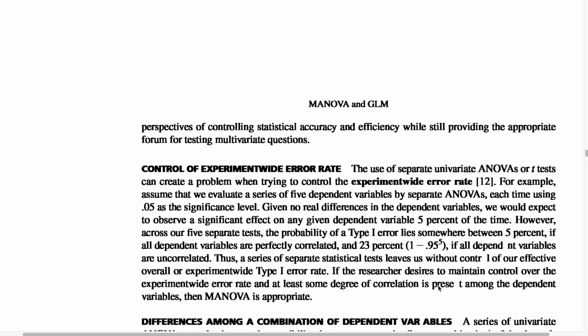However, across our 5 separate tests, the probability of a type 1 error lies somewhere between 5% if all dependent variables are perfectly correlated and 23%, 1 minus 0.95 to the fifth power, if all dependent variables are uncorrelated. Thus a series of separate statistical tests leaves us without control of our effective overall or experiment-wide type 1 error rate. If the researcher desires to maintain control over the experiment-wide error rate and at least some degree of correlation is present among the dependent variables, MANOVA is appropriate.